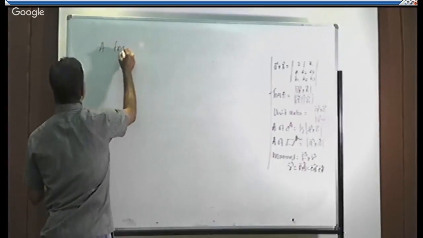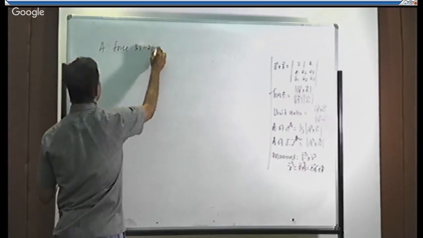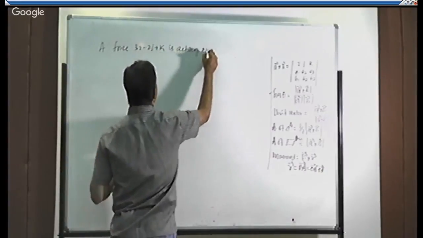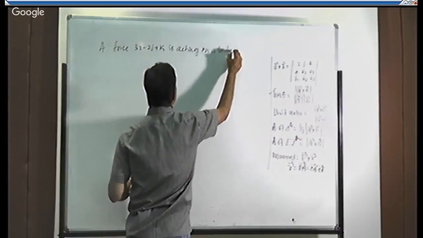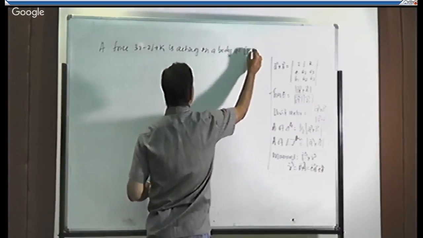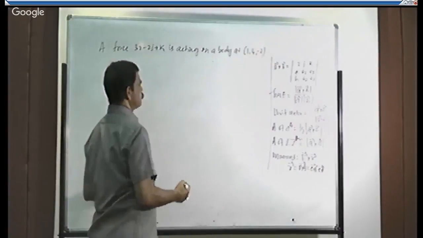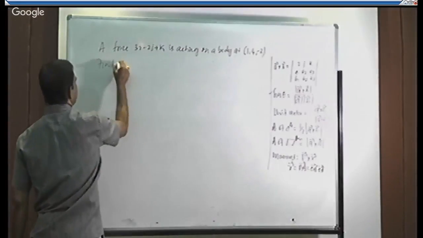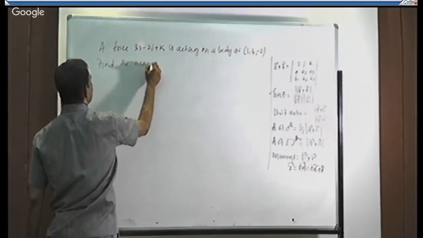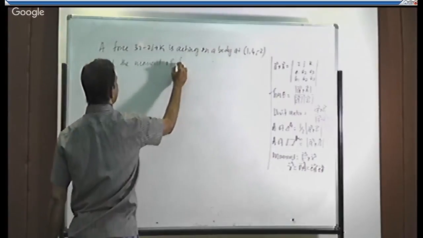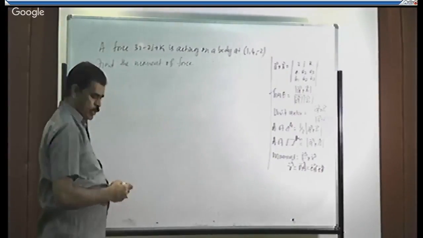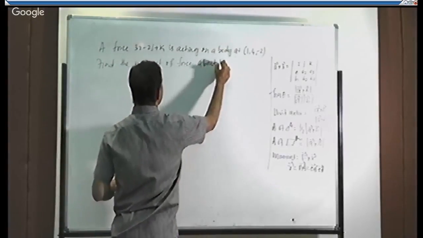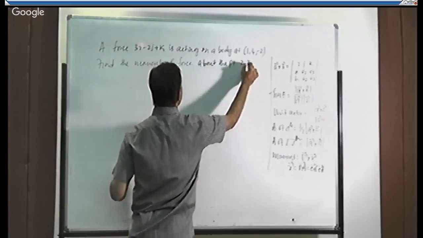A force 3i minus 2j plus k is acting on a body at 1, 4, minus 2. Find the moment of force about the point 2, 3, minus 1.